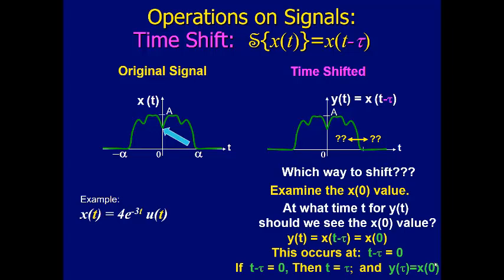So if y of t is x of t minus tau, and we want to know when x of t minus tau is equal to the value of x of 0, then t minus tau must be 0. And solving for t, that will only occur at time t equals tau. So y of the time tau is going to give us the value of x that happened at time 0.